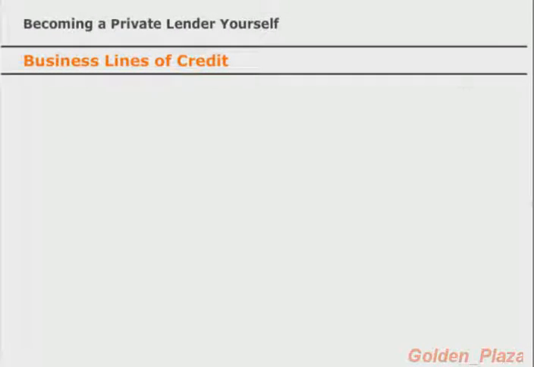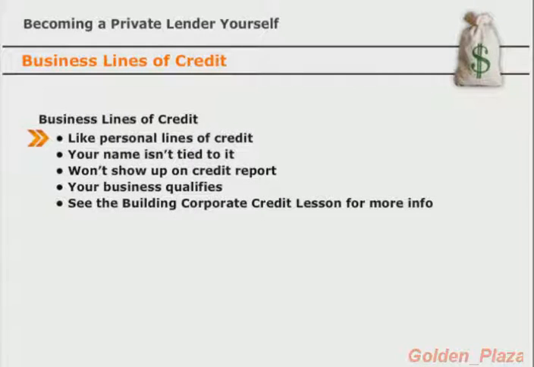Business lines of credit are similar to personal lines of credit, except that they are separate from your credit. If you obtain the right type of credit line, your name will not be tied to it, and it will not show up on your credit report. With business lines of credit, you will not be the one qualifying for the line of credit. Your business will. We discuss these more in the Building Corporate Credit lesson.